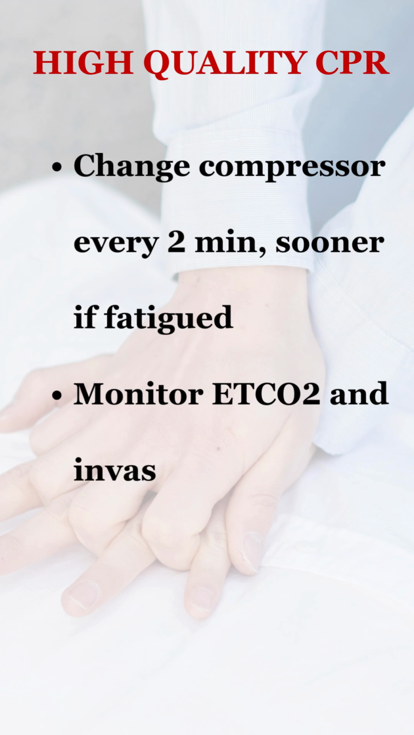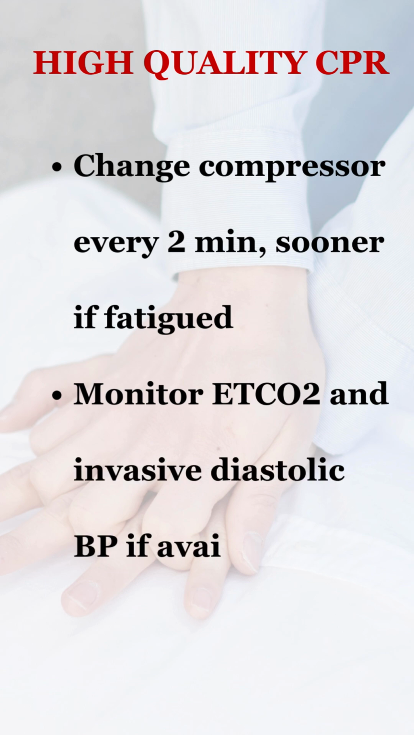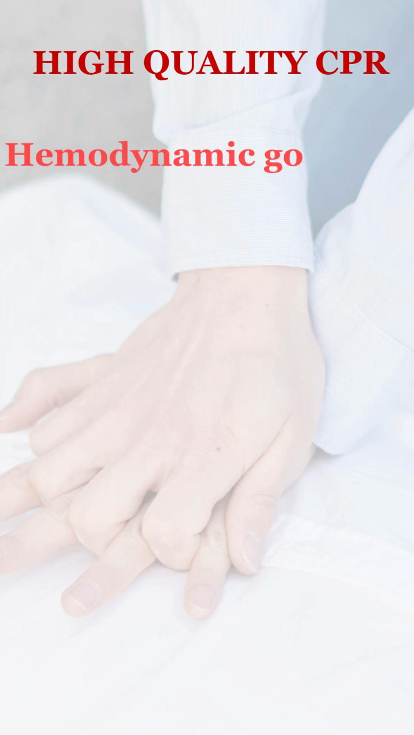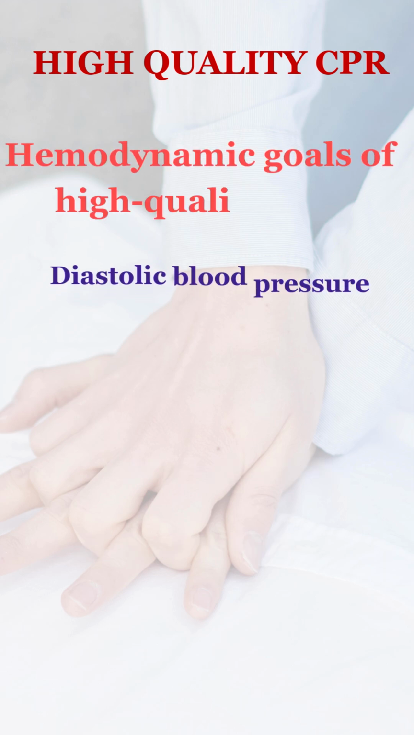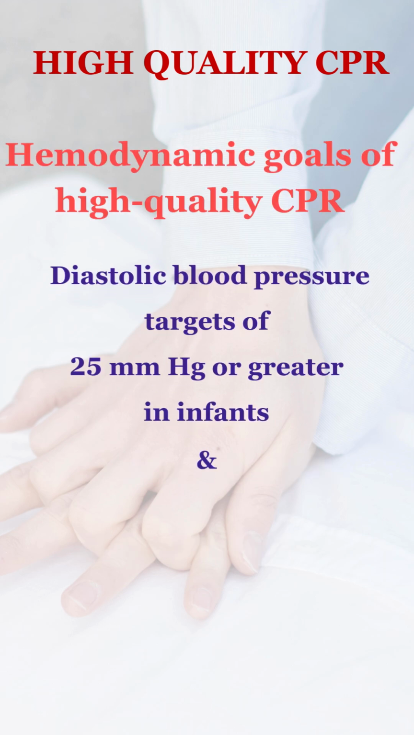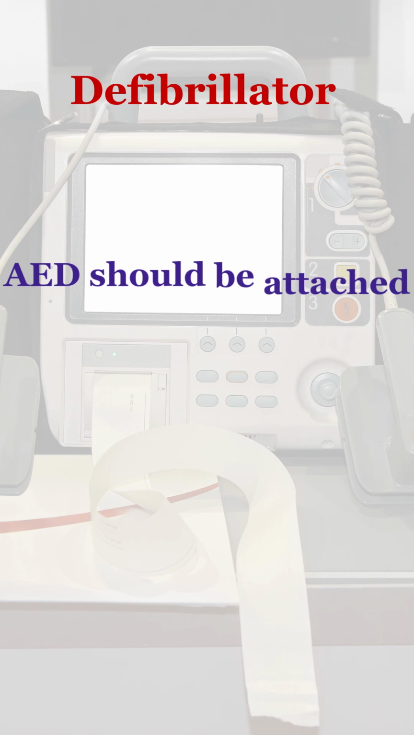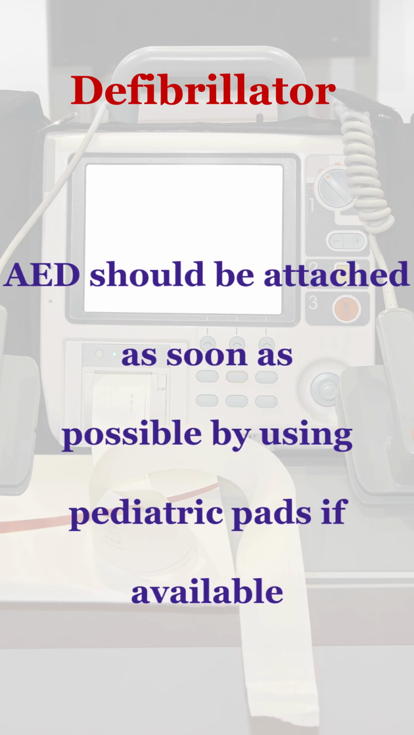Monitor EtCO2 and diastolic BP to evaluate effectiveness. If invasive monitoring is available, aim for a diastolic blood pressure of at least 25 mm of mercury in infants and 30 mm of mercury in older children. Attach an AED or defibrillator as soon as possible, using pediatric pads if available.